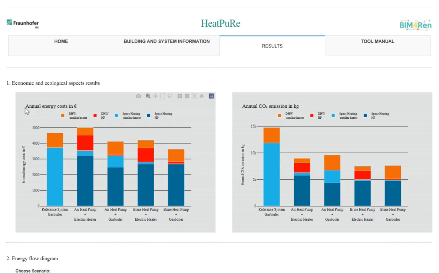So here we have the solutions. For example, the annual energy cost for 5 different systems. Here on the left side we have the reference system where only a gas boiler provides energy for the whole building, and then 4 combinations of heat pumps with different heat sources, for example air or brine, combined with different auxiliary heaters, the electrical heater or the gas boiler. We can see here that the combination of brine heat pump and gas boiler has returned the lowest annual energy costs. Here on the right side we can see a similar solution but for the CO2 emissions.